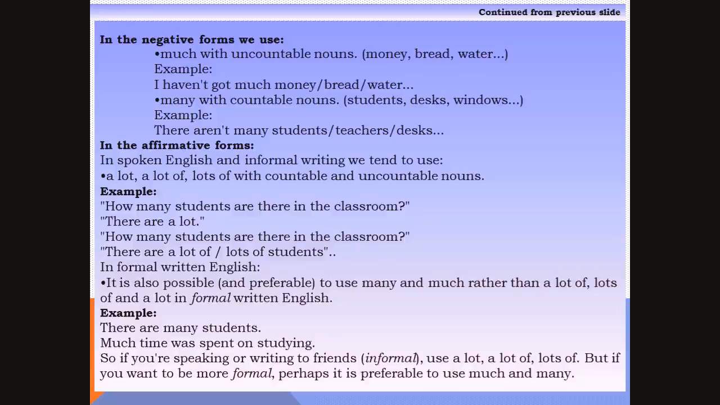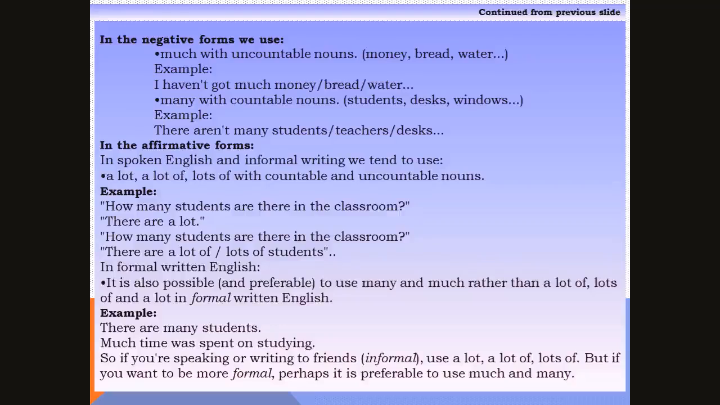with countable and uncountable nouns. Example: How many students are there in the classroom? There are a lot. In informal written English, it is also possible to use many and much rather than a lot. That means whenever you use a lot, that is the informal way of using this word. So it is better to explain it like that: there are many students; much time was spent on studying.